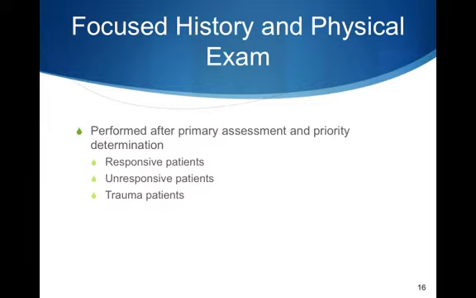So we have responsive patients, unresponsive patients, and trauma patients. On the responsive patient, what's going on today? Wherever they tell us the injury is, that's where we're going to focus. On an unresponsive patient, we need to do a rapid physical exam to figure out if they have any life-threatening illnesses. And then on the trauma patient, rapid trauma assessments if they're unresponsive or high mechanism of injury. On patients that are isolated trauma, for example, I sprained my wrist, then a focused exam would absolutely be fine.